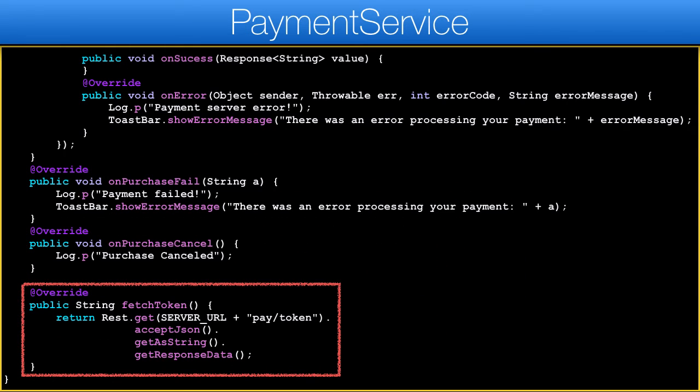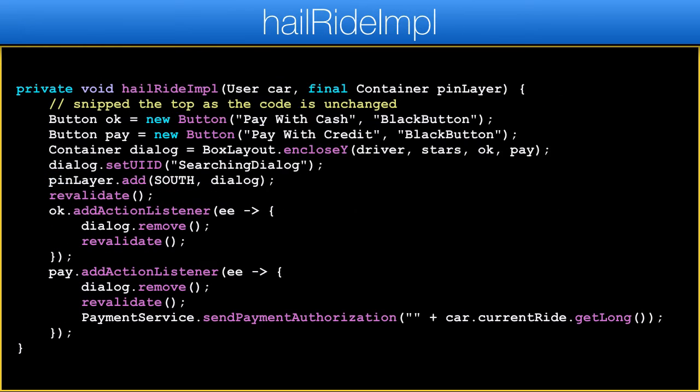Fetch token is a callback method in the callback interface. It's invoked internally by the onPurchase process to fetch the server token value that initializes the purchase process. This is pretty much everything. The only remaining piece is binding this into the UI.